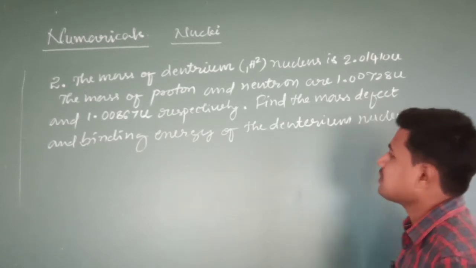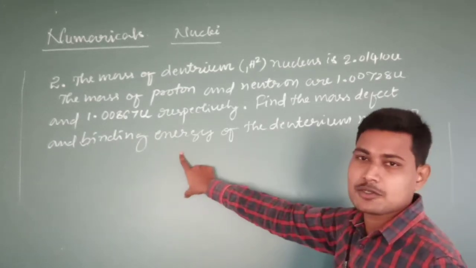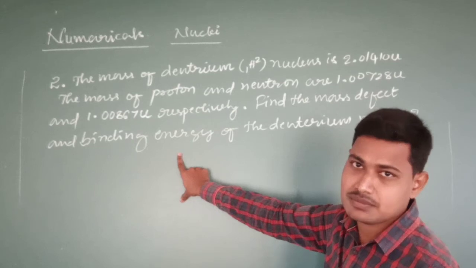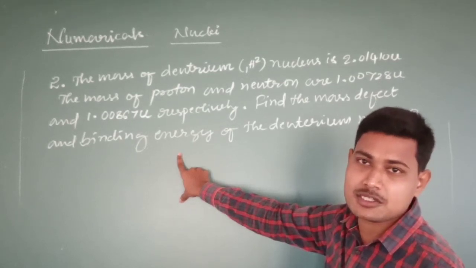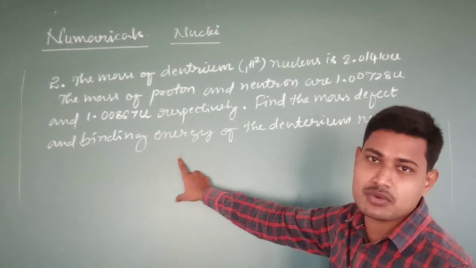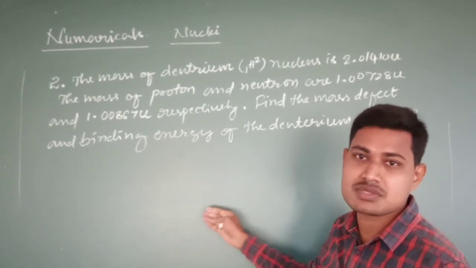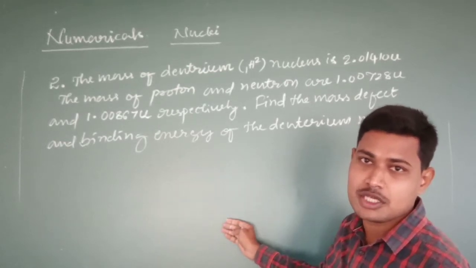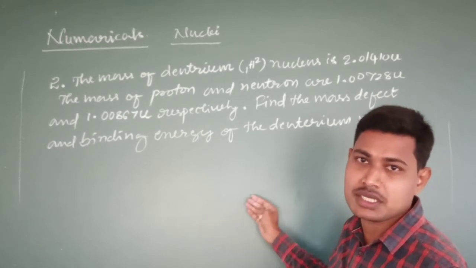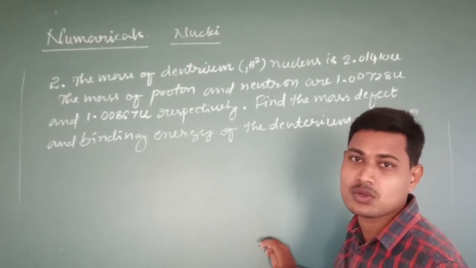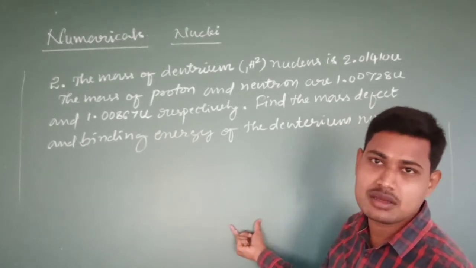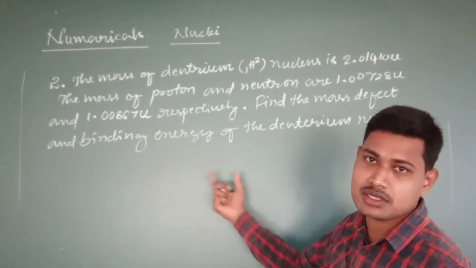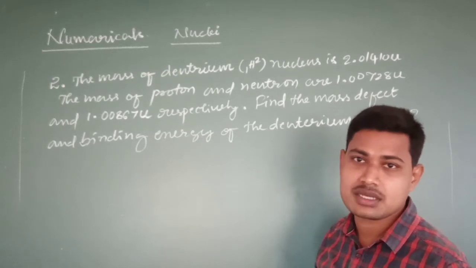So, that mass defect is equivalent to what? Binding energy. So, you know that mass defect is equivalent to binding energy. So, if you take that mass defect in terms of atomic mass unit, you know that 1 atomic mass unit equals 931 million electron volt. So the mass defect in atomic mass unit into 931 million electron volt will give you the binding energy. Is it right?